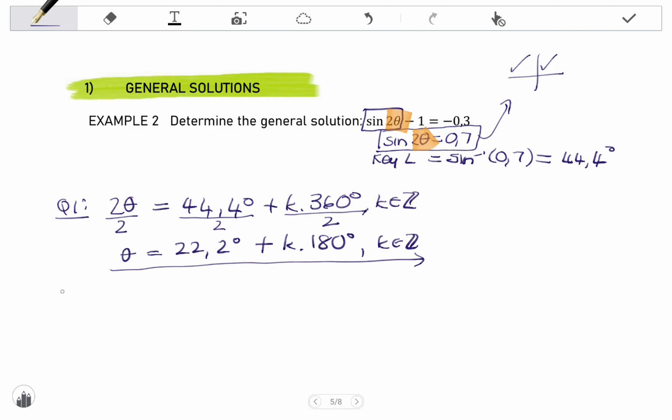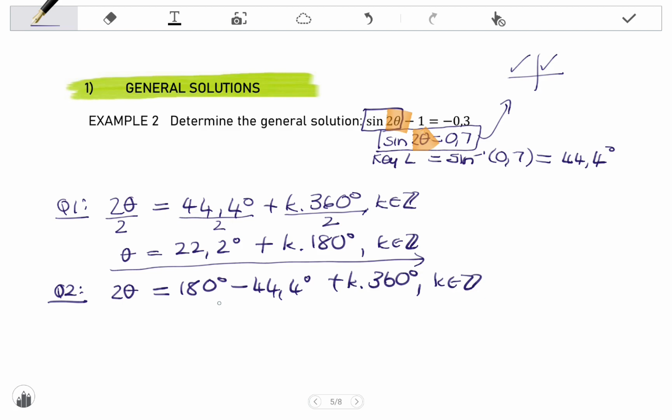Now, sine was also positive in the second quadrant, so I'll go there. So again, I start with the full angle, which was 2 theta, equals, in the second quadrant, my angles are 180 degrees minus the key angle plus k times the period of the graph, where k is an element of integers. And first I'm going to simplify this angle there. So I have 2 theta equals 132,6 degrees plus k times 360.